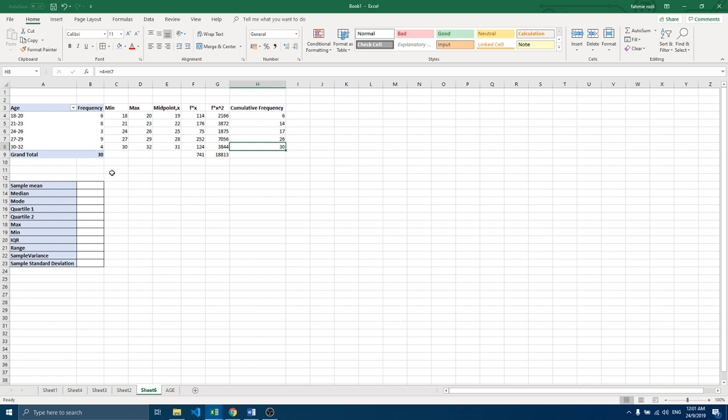Alright, so now how to find the sample mean? So the sample mean is equal to the summation of frequency multiplied with x, this one, divided by the total frequency, which is 30. Click and enter. So now your average age is 24.7 years old. Next, find the median. How to find the median if you are given grouped data? So for median, put here median.